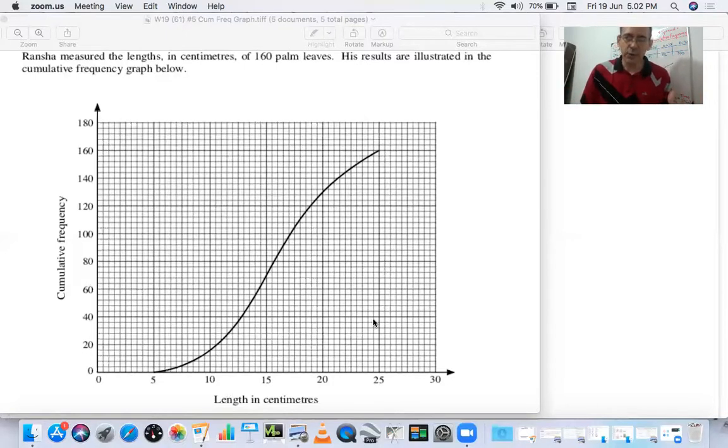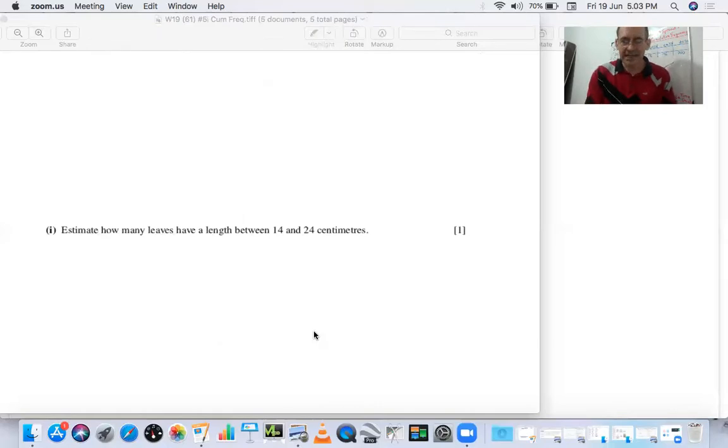Now, either way, whether you produce the graph or they provide it for you, you're going to have to answer some questions, and the questions will generally involve mean or median or quartiles or percentiles, and it can even be interquartile range, those kind of questions. So let's see what kind of questions they put with this. And you need to be fairly accurate.